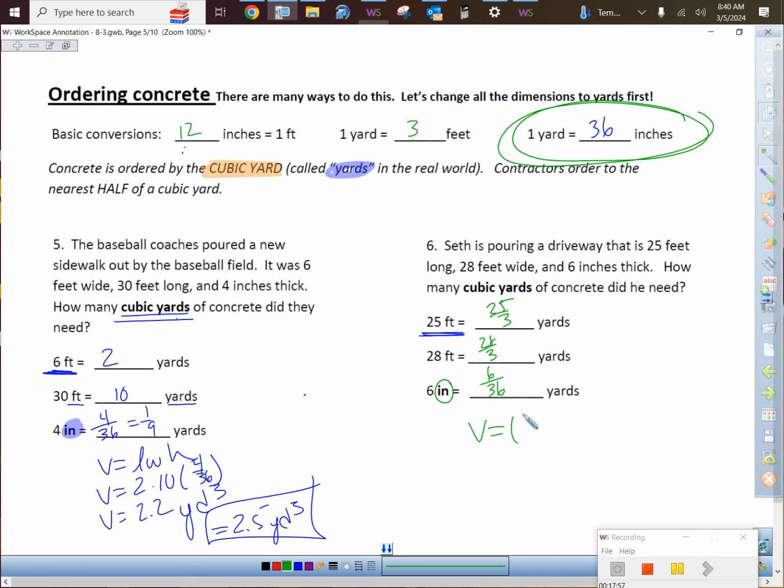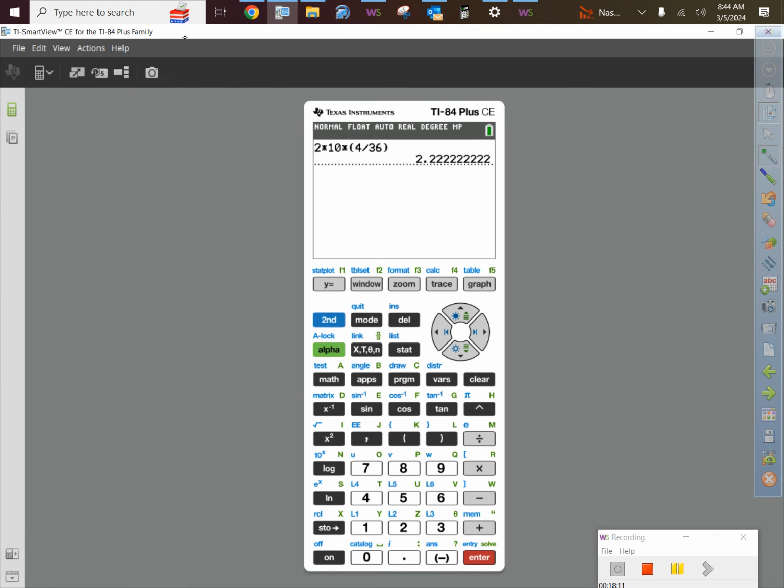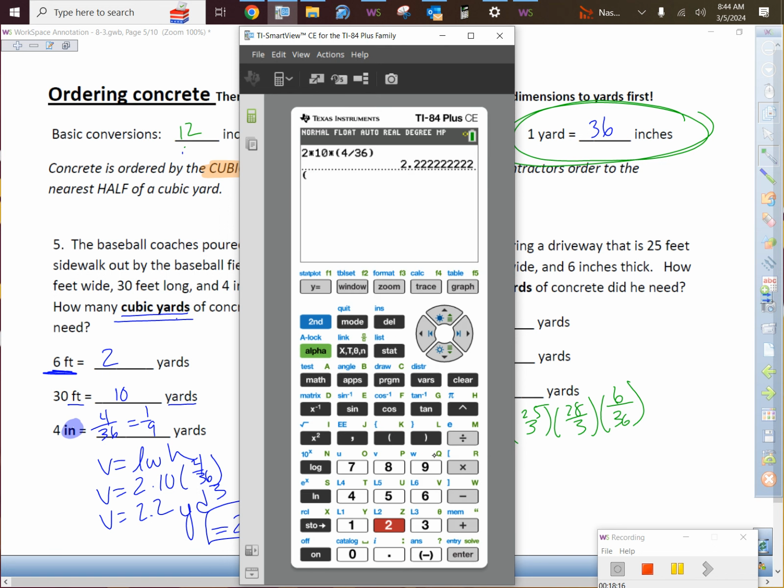But I do want to see you do this. Put them in parentheses and take them times each other. Show me that you're multiplying them together. I didn't even need you to write the formula down because it's just length times width times height. But when you punch that in, you need to put those in parentheses and life will be gravy for us there. So 25 thirds times 28 thirds times 6/36.